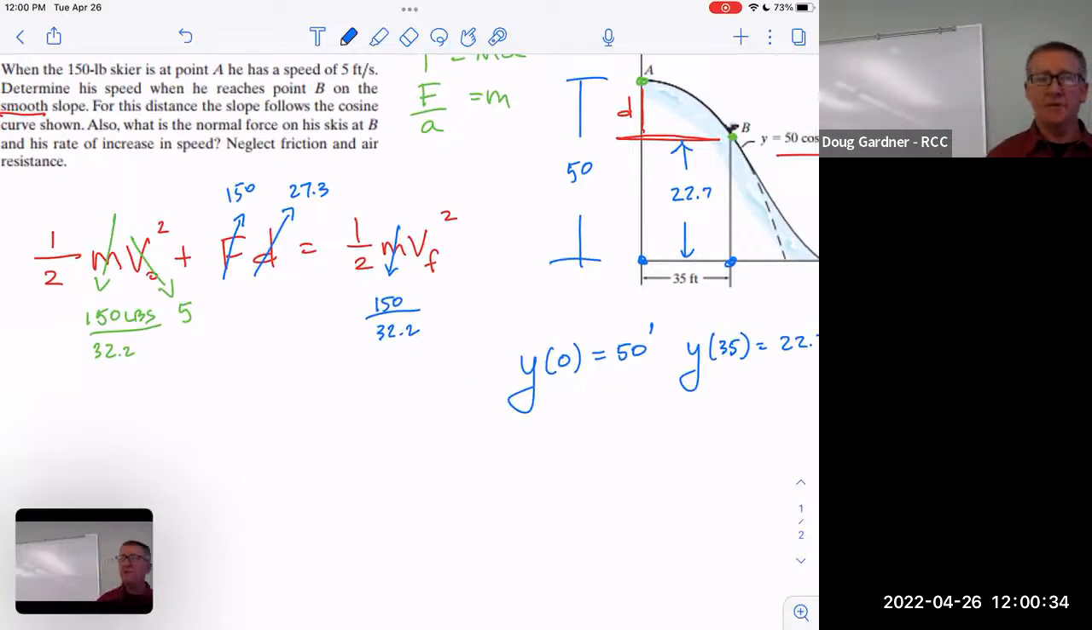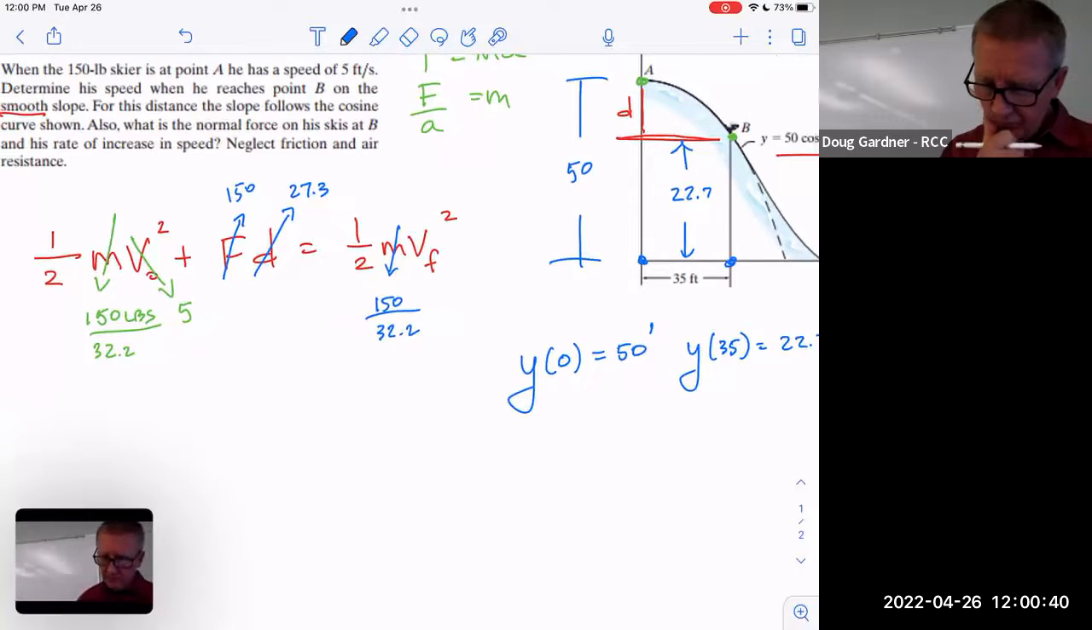So again, I'm happy with this equation because it's only got one unknown. It's got the velocity final unknown. Always a good idea to stare at units and be a little footloose and fancy free with them, right? I didn't write all those things down, but 150 is pounds and 27.3 is feet, so that's foot pounds. So that was one of our measurements of work. Work was foot pounds. Okay, that's cool.